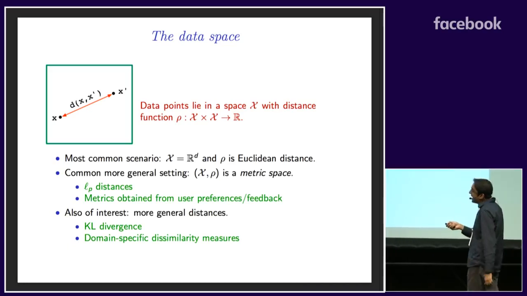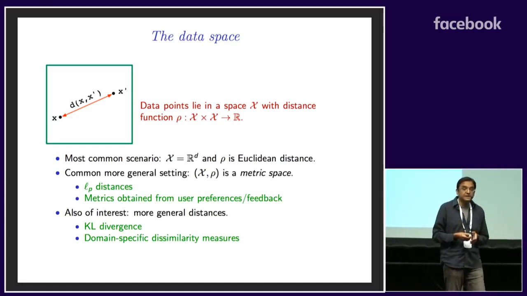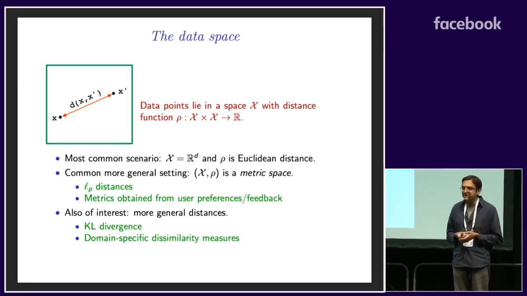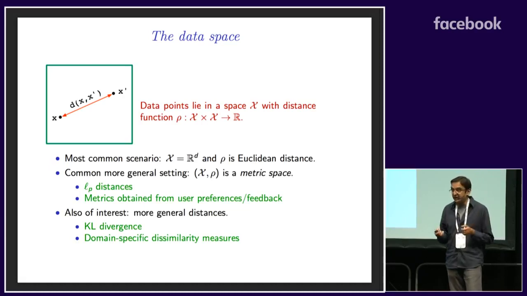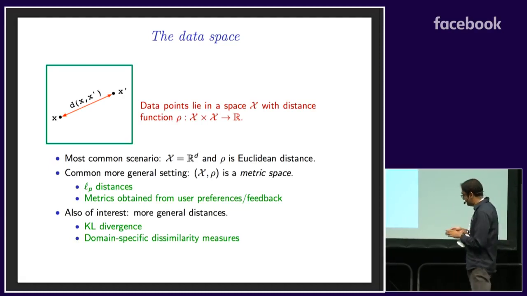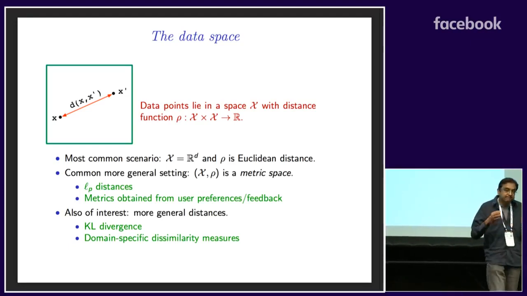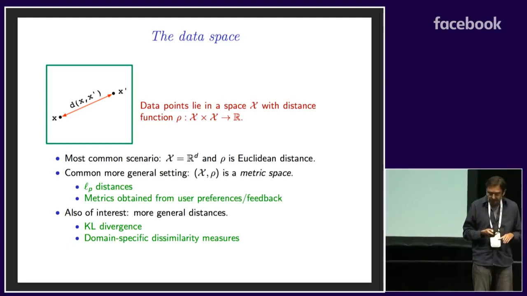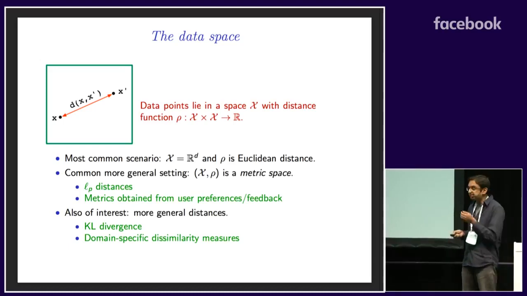And then there are lots of distance functions that we'd like to use that are not metrics at all. A prime example of this is KL divergence, which is not even symmetric, or any number of domain-specific distance functions. So we'll be looking at methods that work in these three different regimes.